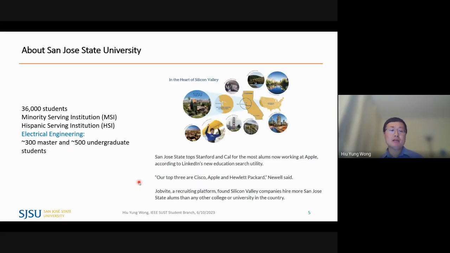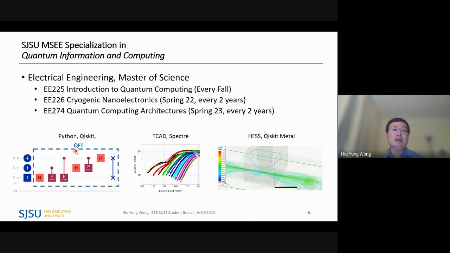Right. So San Jose State U is in the Silicon Valley. We have a pretty huge student body, like 36,000 students. We are a minority serving institution, and in our school we have about 700 or 800 master's and undergraduate students. We don't have a PhD program at this moment, but we have a lot of foreign students come here for the master's degrees, right?